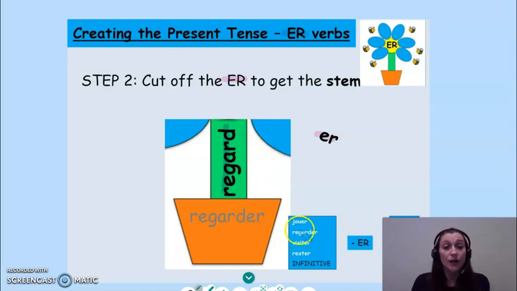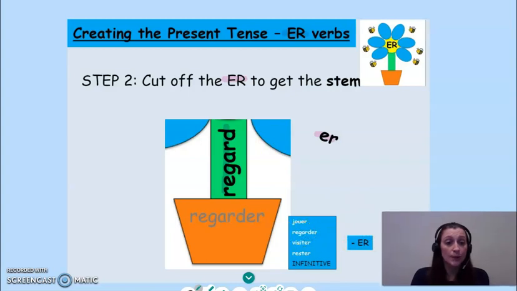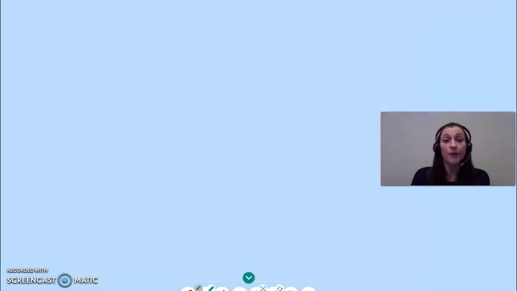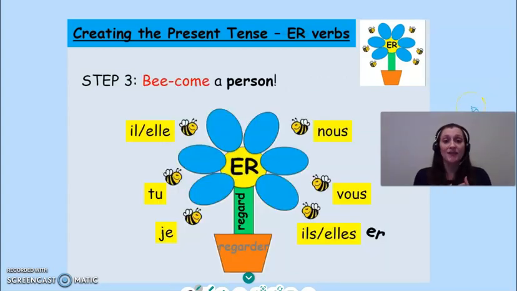So down here we have regarder, to watch, becomes regard. Visiter, to visit, becomes visite. Rester, to stay, becomes reste. And we call this the stem. So you can see it in the stem of the flower. Now, once we have the stem of the verb, we then need to conjugate or make the verb. So we need to find the person that we are talking about.